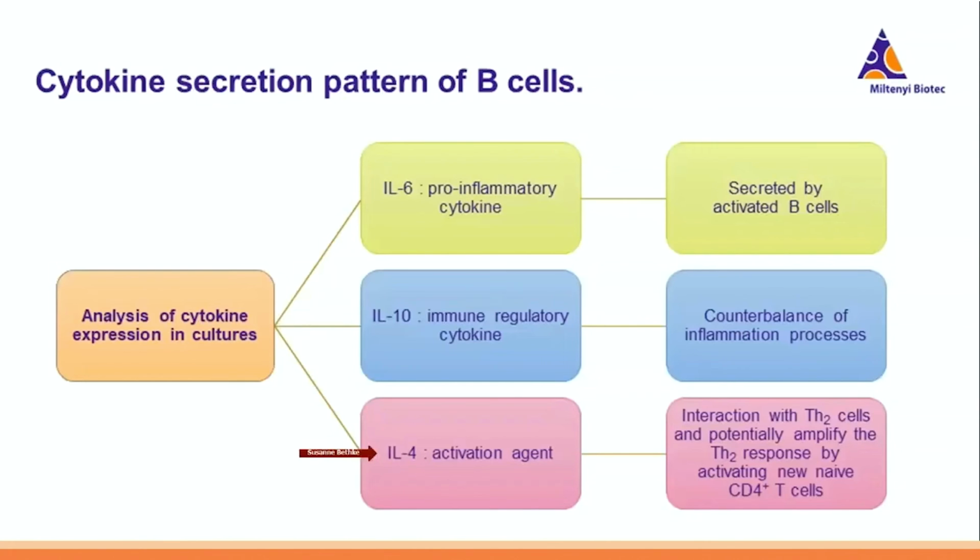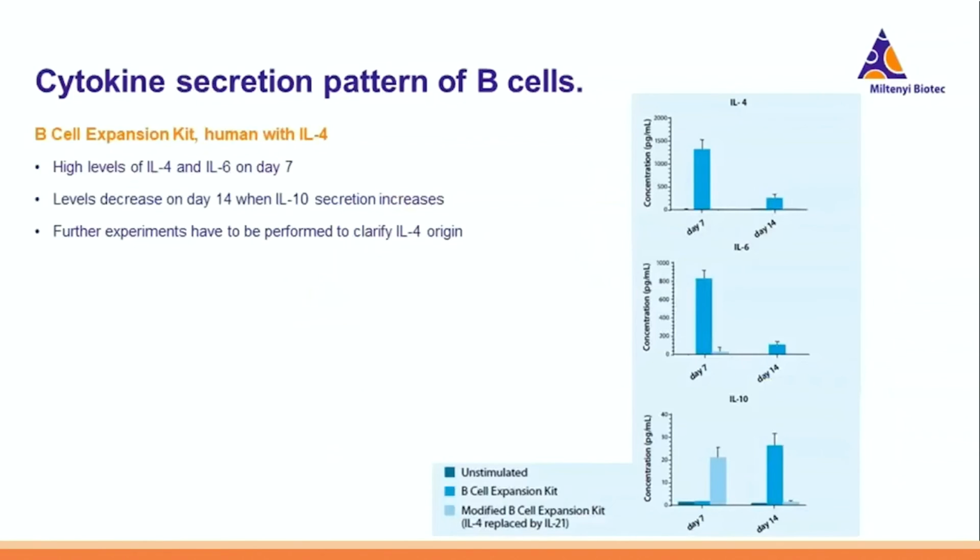We told you already that usually Th2 cells produce it to activate the B cells, but this cytokine also activates naive CD4 T cells to differentiate into Th2 responses. So here we show the cytokine secretion patterns for our expanded B cells. With the B cell expansion kit using human IL-4, we have, of course, high levels of IL-4 and IL-6 on day 7. This level then increased over time on day 14, as you see here. And for this kit, the production of IL-10 is then increasing.